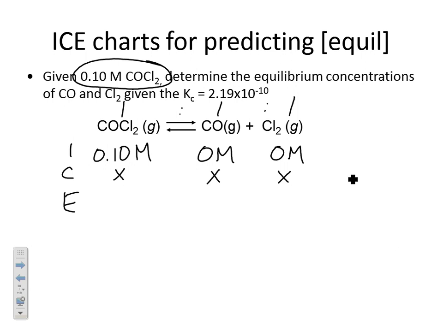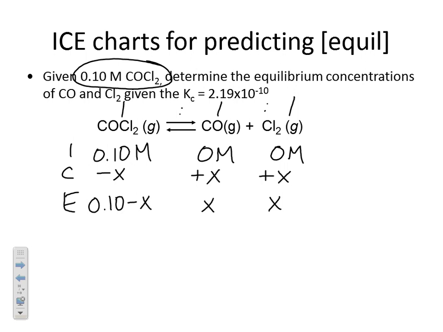But now I need to think, how are they going to change? Are they going to go up or are they going to go down? That's based on whether or not they're reactants or products. Reactants decrease, so the COCl2 is minus X. Products increase, they're being produced, they're being made. So the CO and the Cl2 are both plus X. And now that I've done that, I can fill in the equilibrium row. The equilibrium concentration of COCl2 is 0.1 minus X, and the CO is X, and the chlorine is X, because of that one-to-one-to-one relationship.